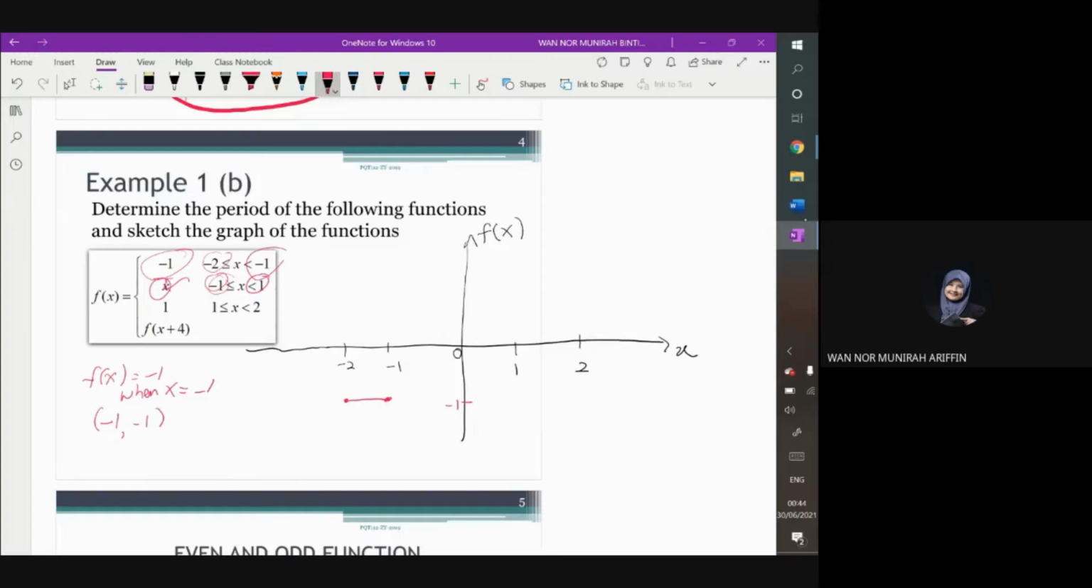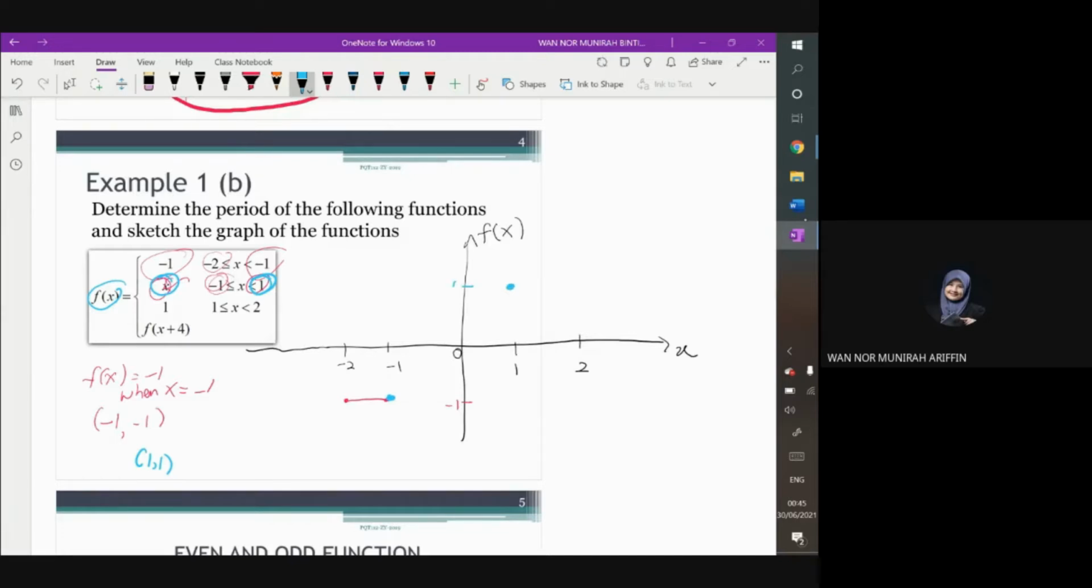You can't just draw it straight through like this. This is because it is a linear graph. You must understand that this is going to be a linear graph, so you have the point negative 1, negative 1. When x equals 1, your y is also 1. So the other point is 1, 1, which is here.